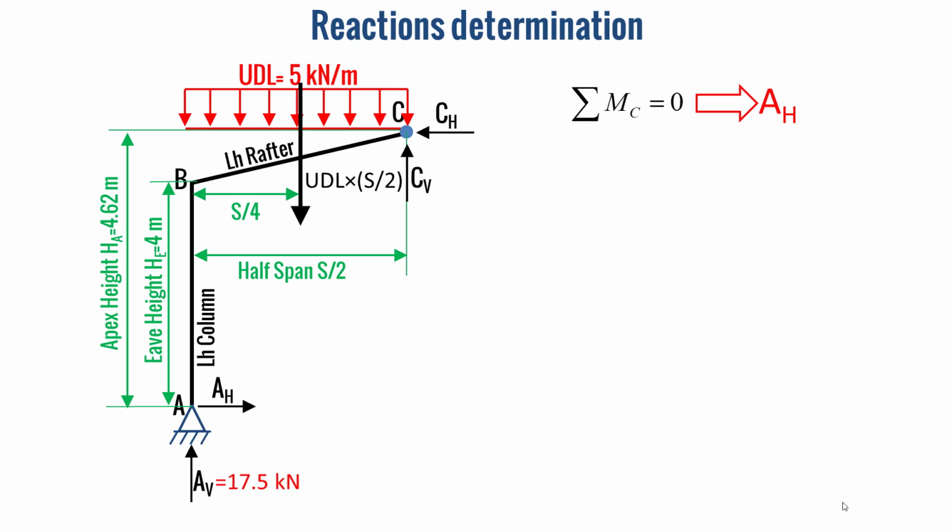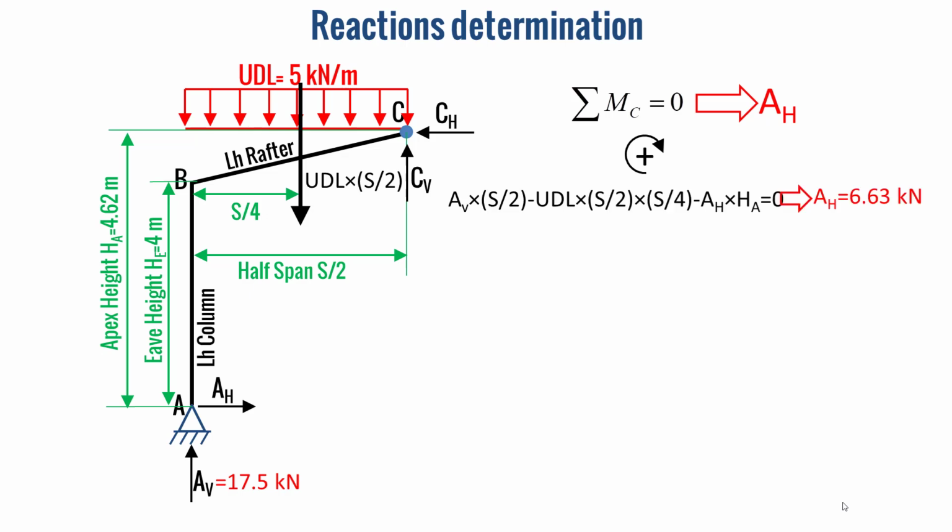So here, if we apply the equilibrium equations of moment at the point C, we can determine the horizontal reaction at the point A. So let's consider the clockwise direction as the positive direction of moments. We apply the equilibrium equation and we find AH equal to 6.63 kilonewton.